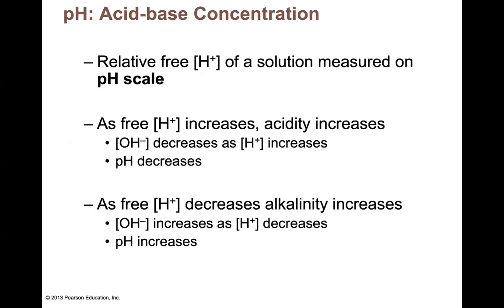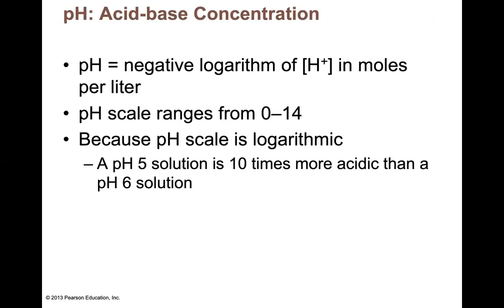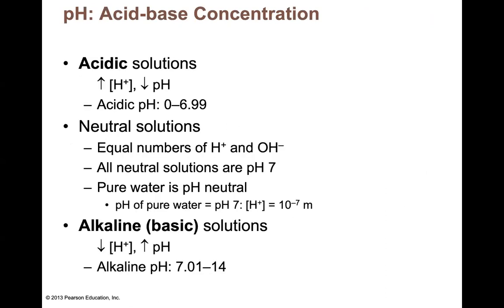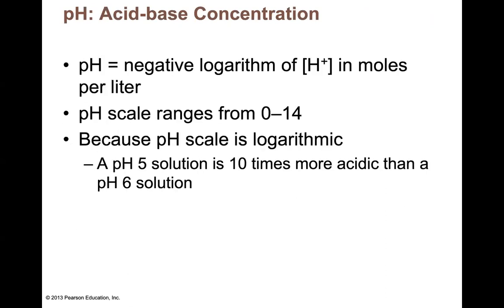So when we look at pH, okay, we have a pH scale, and it ranges from 0 to 14. The pH scale is actually logarithmic, which means when you move from one number to the next, it's actually 10 times. It's on a tenfold basis. That's what a log scale is.